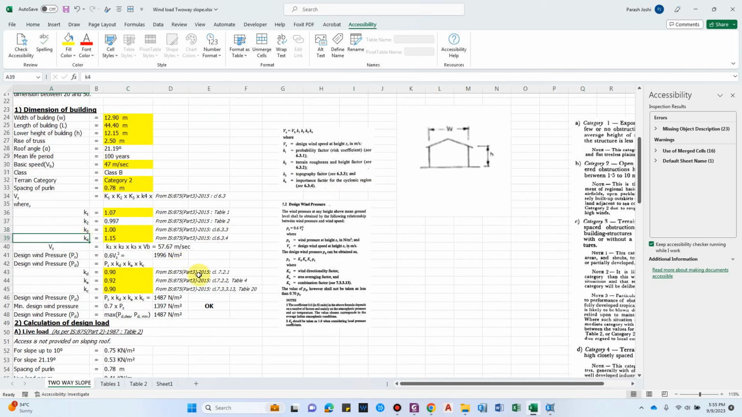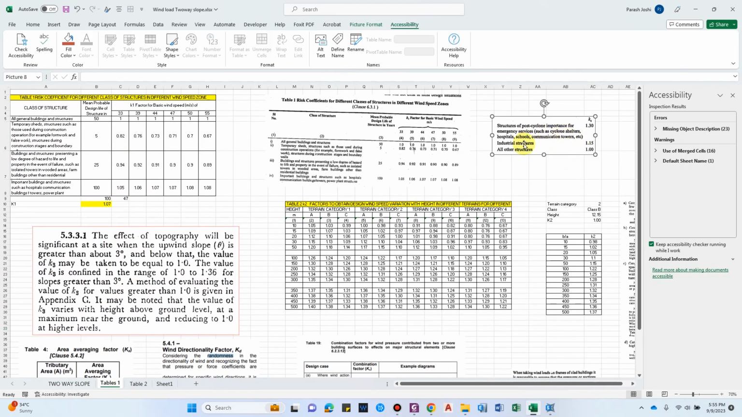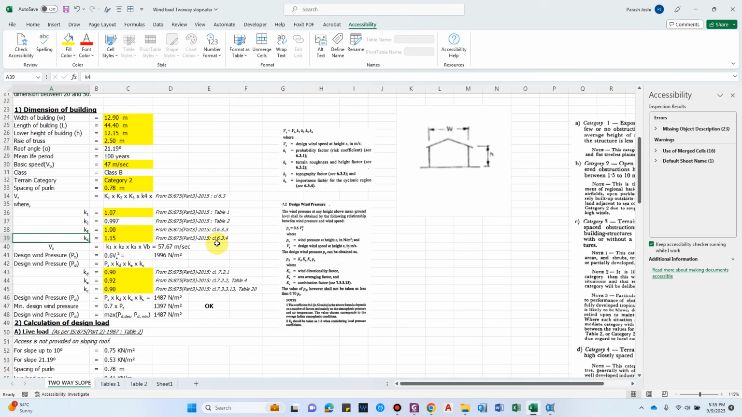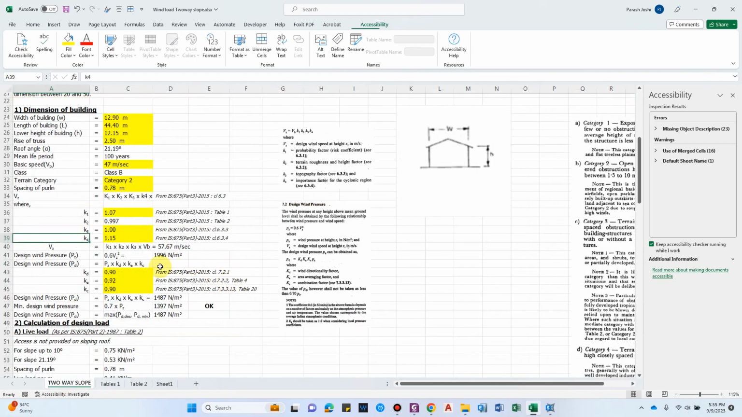Now K4 is simply the importance factor for the cyclonic regions, and you can get that from this table, that is from clause 6.3.4, which says that on the basis of the structures we have to consider the value of K, and only if it is in the cyclone regions. If it is not in the cyclone region we don't have to consider it, and that will simply be 1. For now it will be 1.